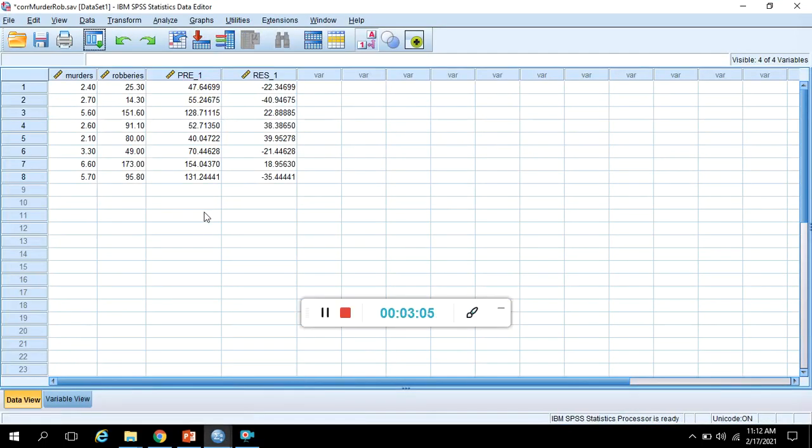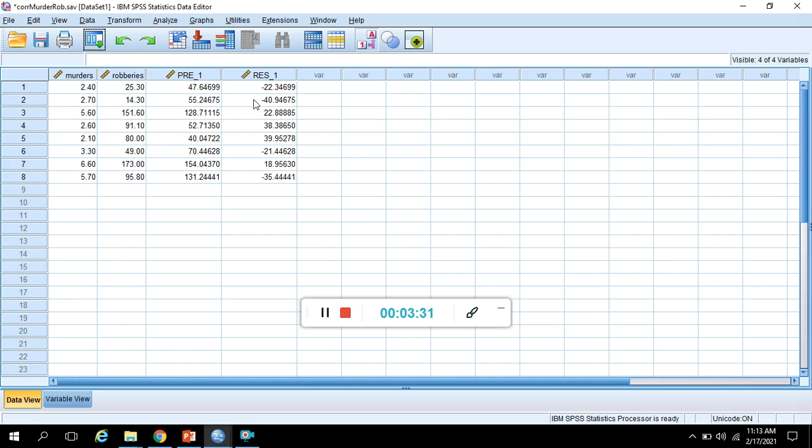So what SPSS gave me when I checked off that unstandardized predicted and the unstandardized residual, you see, when you hover over, it actually gives what you're looking at in detail. So this is just the data, the first two columns. The third column is the predicted, which there's a substantial difference, by the way, between 25 and 47. The actual data was 25 and the prediction is 47. That's pretty far off.